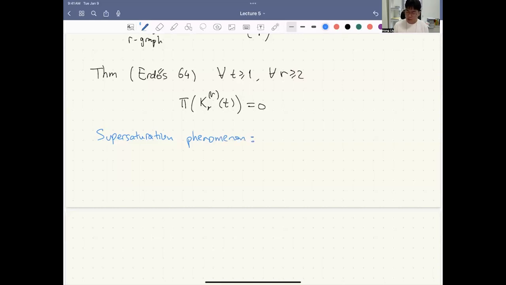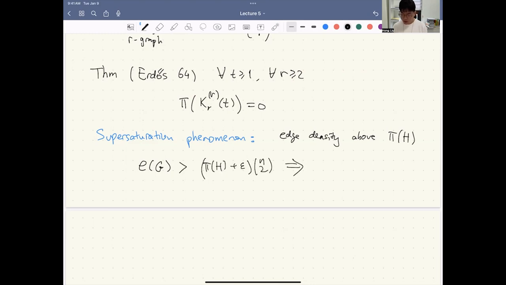What is it? It's when the edge density of the graph goes above the two-round density of a graph. So this is larger than, say, pi of H plus epsilon times n choose 2. Then by definition of the extremal number, or the two-round density, there is at least one copy of H in G.